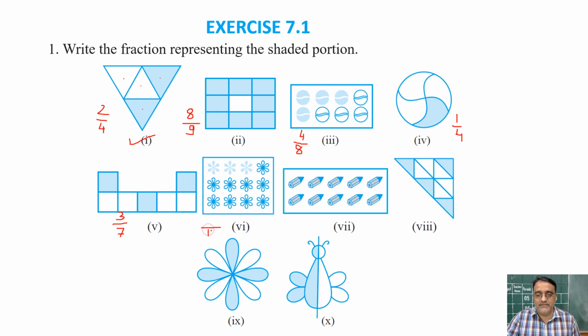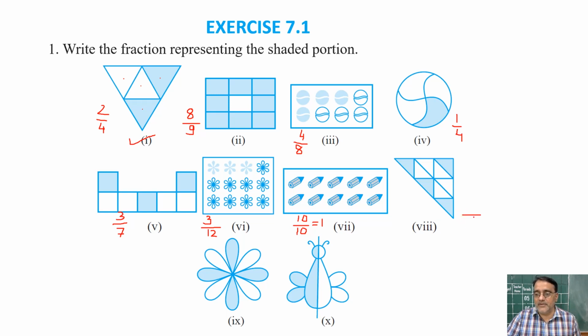12. How many parts are shaded? 9. Oh, this one is shaded. 3. Next one. How many? 10. And all 10 are shaded here. All 10 are shaded. 10 by 10 means whole. That is 1.